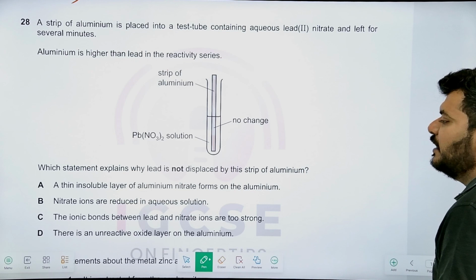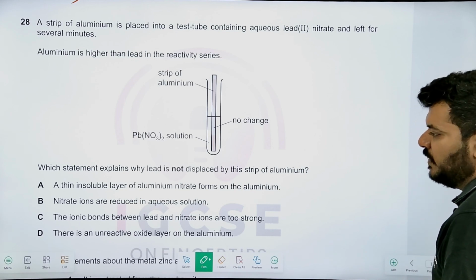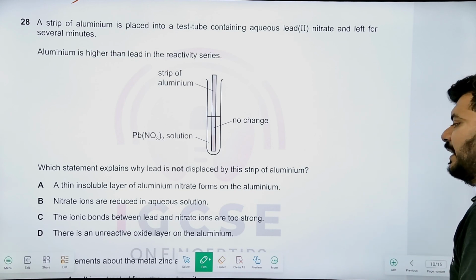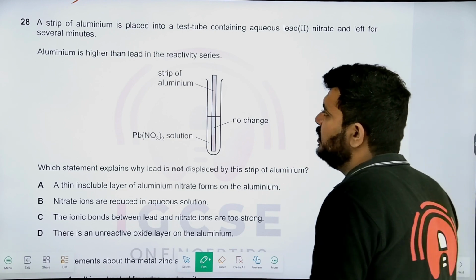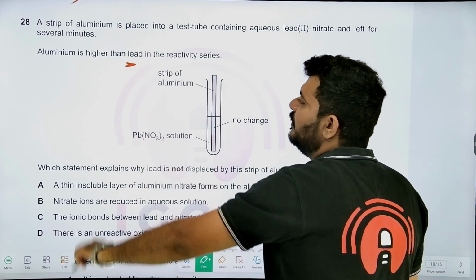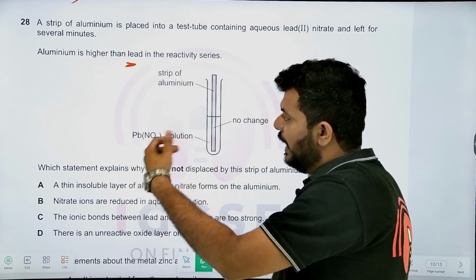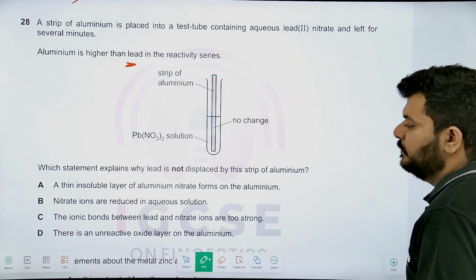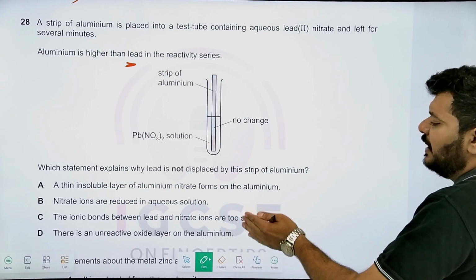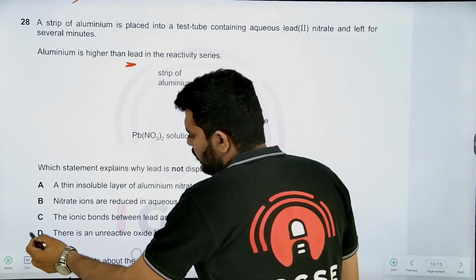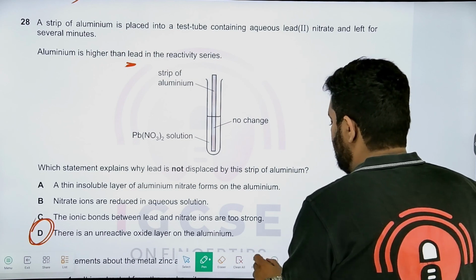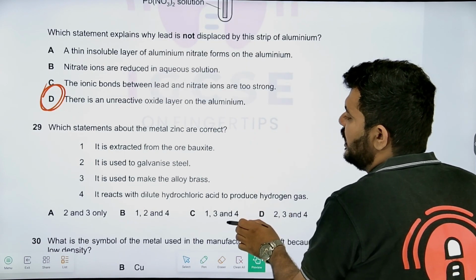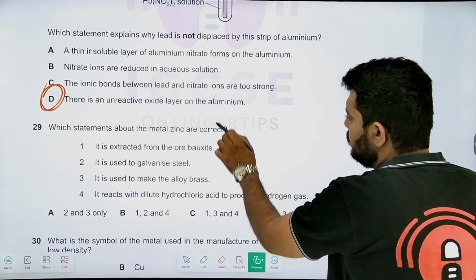Nitrate ions are reduced in aqueous solution. No. Ionic bonds between lead and nitrate ions are too strong. No. If they were too strong, lead would be above aluminium in the reactivity series. There is an unreactive oxide layer on aluminium, Al2O3, which stops the reaction or prevents the reaction from starting at all.